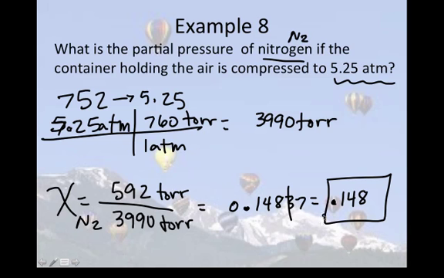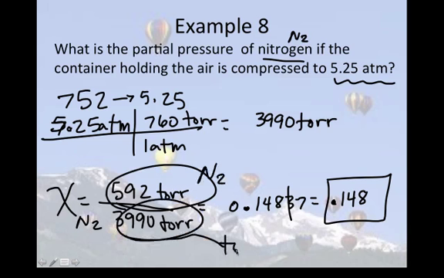That's all we do for partial pressure. Take the part that you're interested in, in this case nitrogen, and divide it by the total pressure of everything that there is. That's all. The part over the whole.